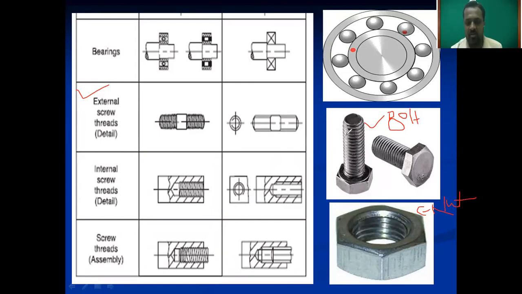Now see here. On the surface of the bolt, we are providing the helical groove. This is called a thread. And inside this nut, we are also providing the helical groove. It is called the thread. Now please tell me, here we are providing the external thread on the bolt or nut? On the bolt, we are providing the external thread.